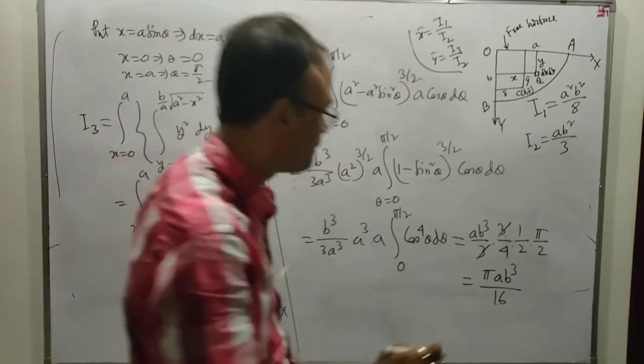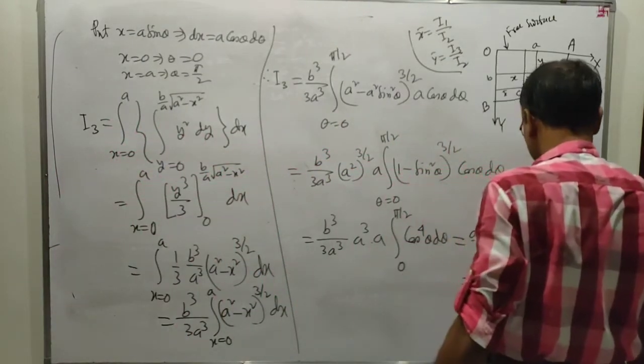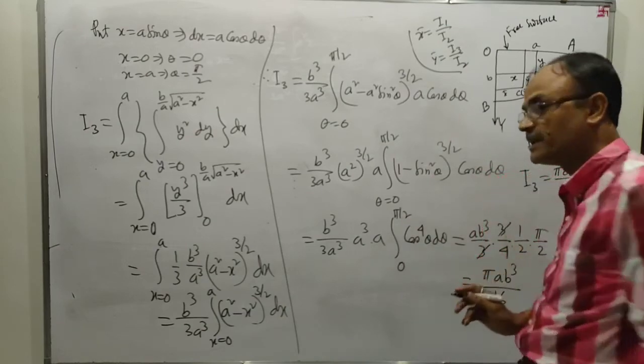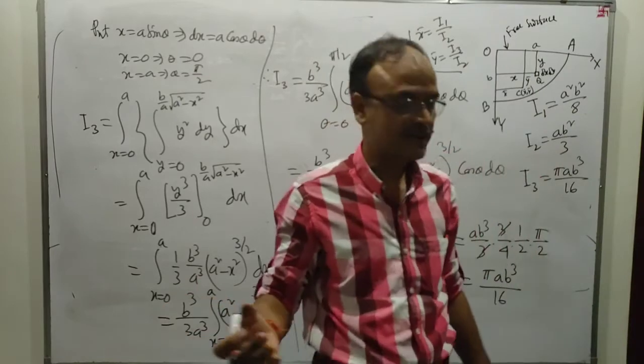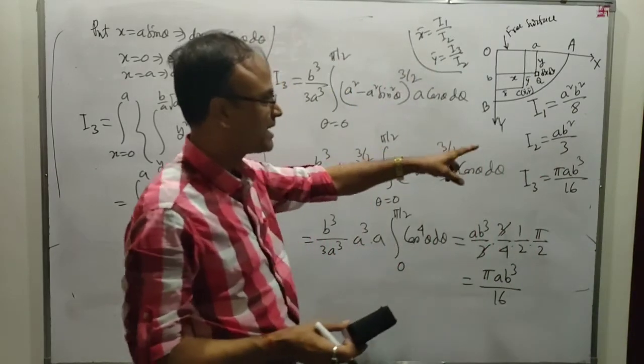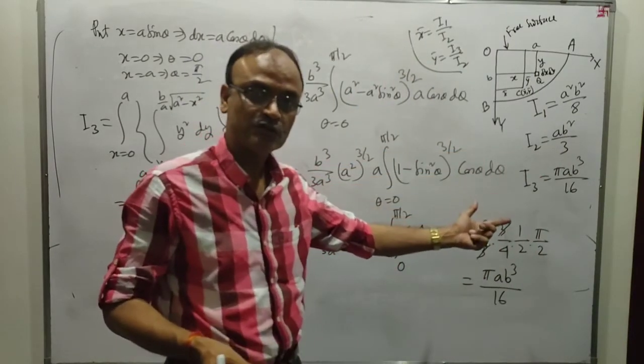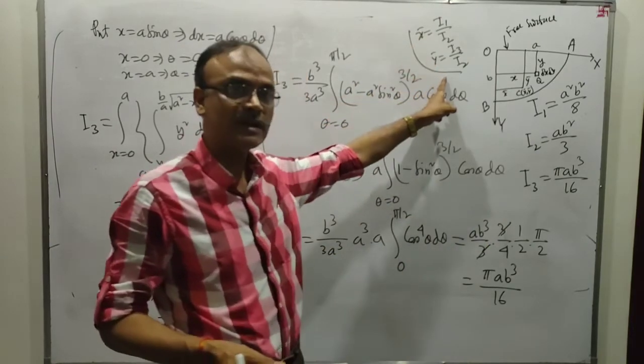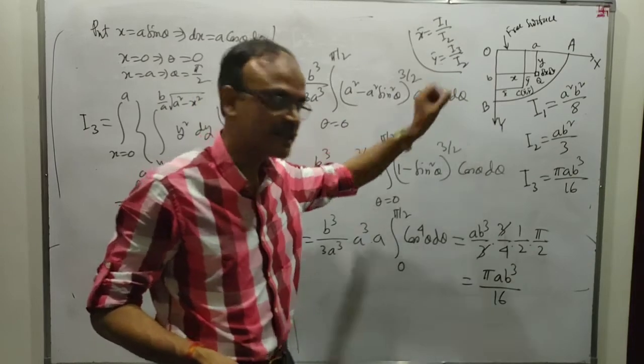I3 equal to pi a b cube by 16. We have got all the values of I1, I2 and I3. Put here x bar, y bar. You will find the coordinates of the center of pressure.